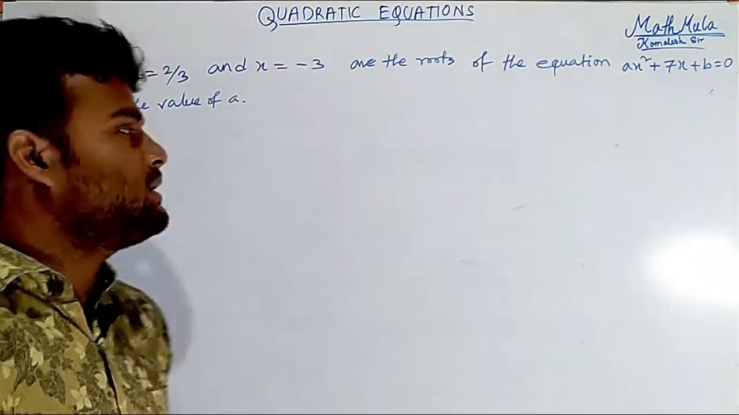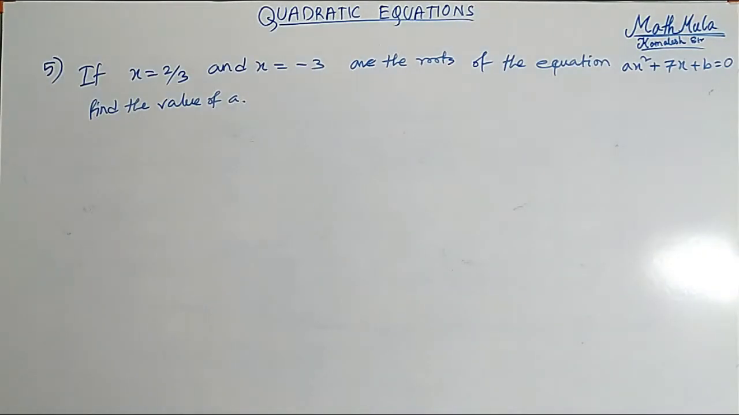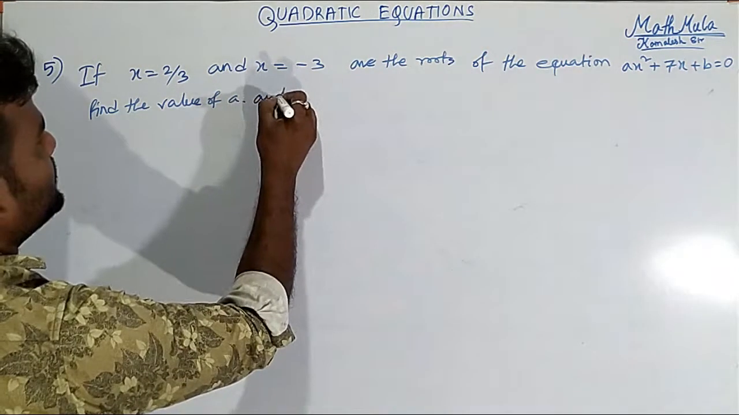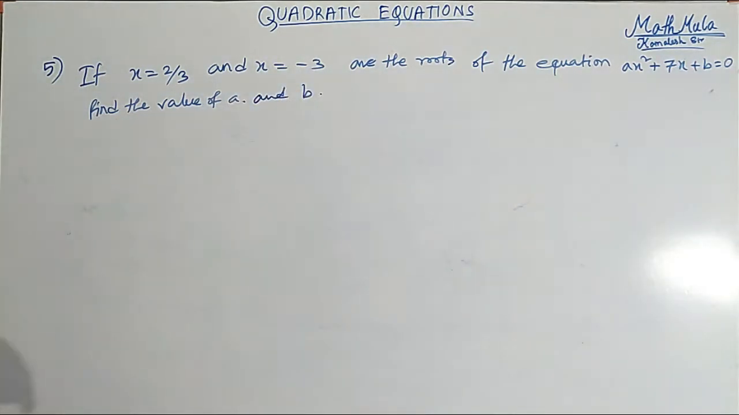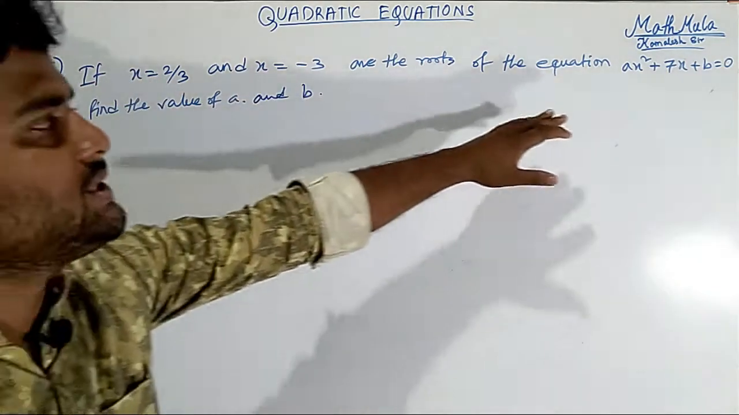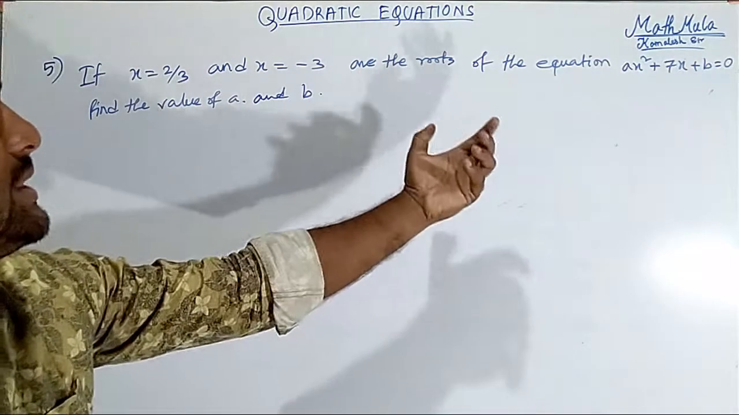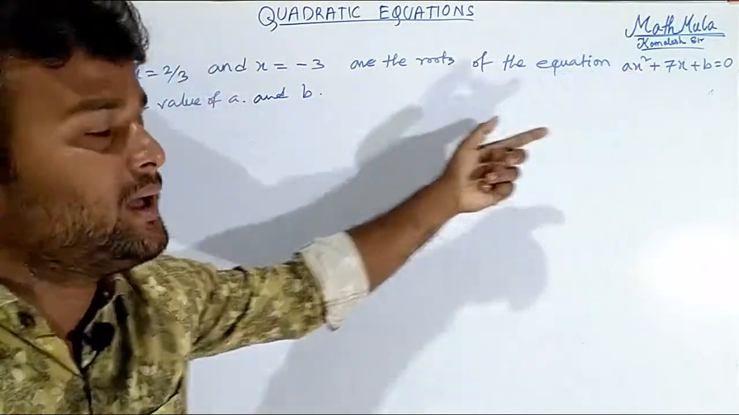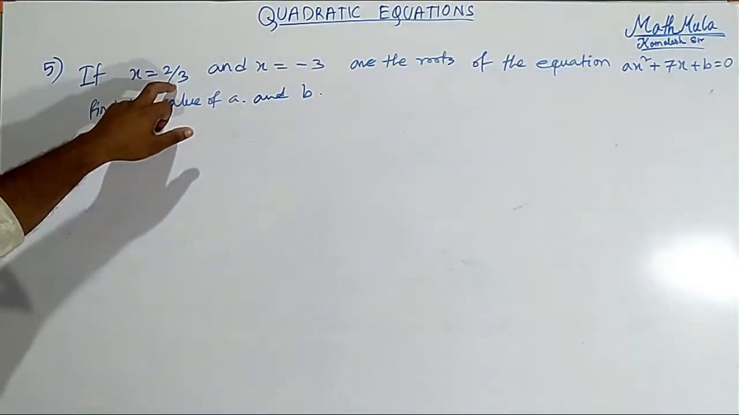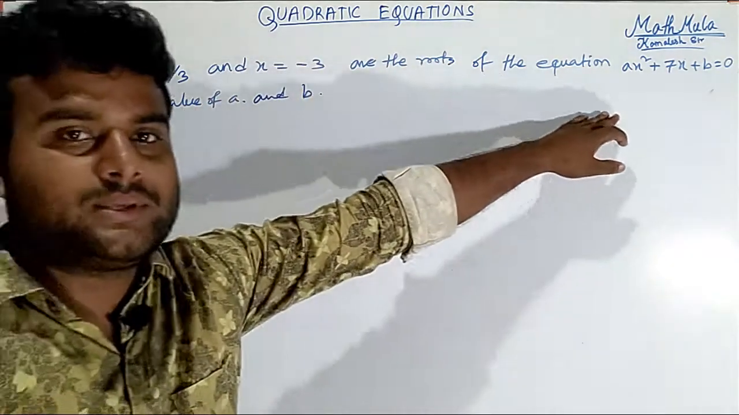Now we solve the next one. If x is equals to 2 by 3 and x equals to minus 3 are the roots of the given equation ax square plus 7x plus b is equals to 0, then find the value of a and b. Now look, x equals to 2 by 3 is a root of this equation. That means if we substitute x as the value of 2 by 3, then the equation will be satisfied.